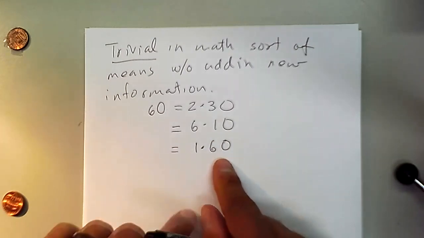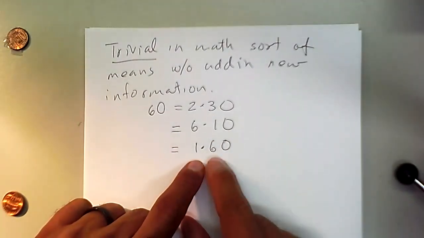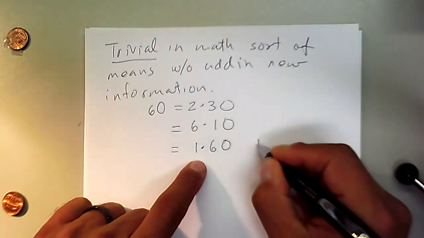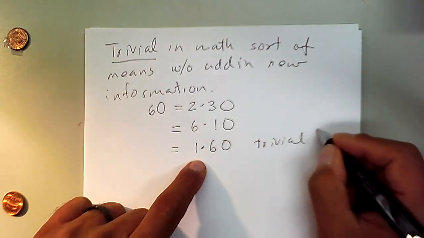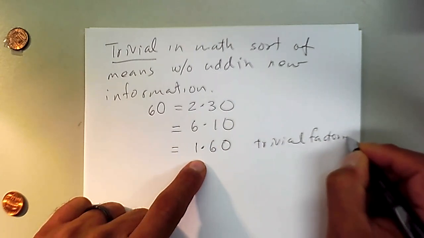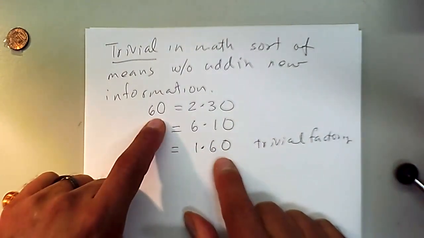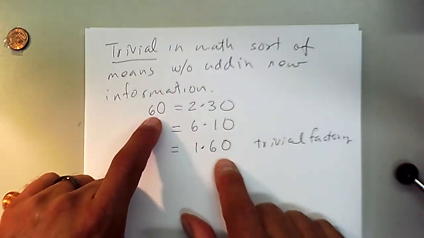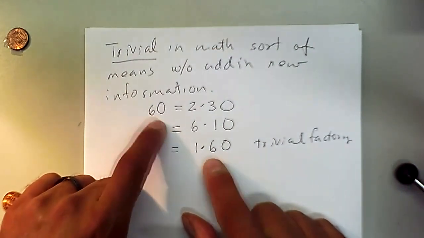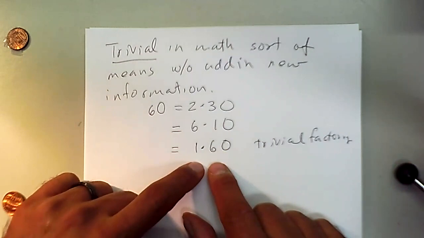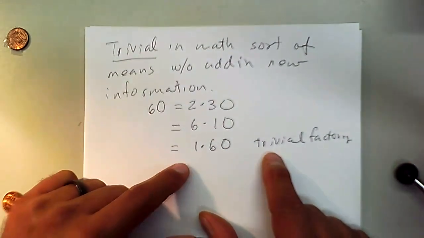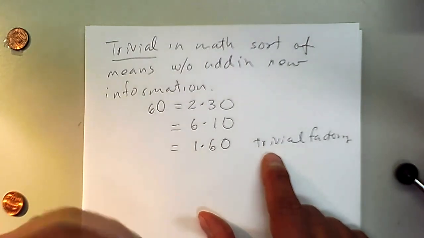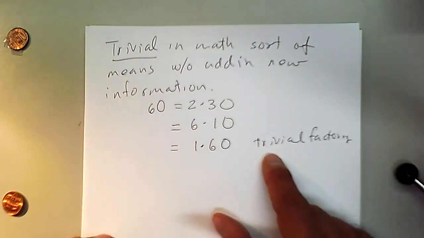Yeah, but in that case, we call this a trivial factoring, because we're not breaking down the 60. We still have the 60. It's not adding more information than what we already had. Can we do it? Sure, but it's not adding information. So trivial doesn't necessarily mean bad. It just means that we are not adding much more information than what we already have.